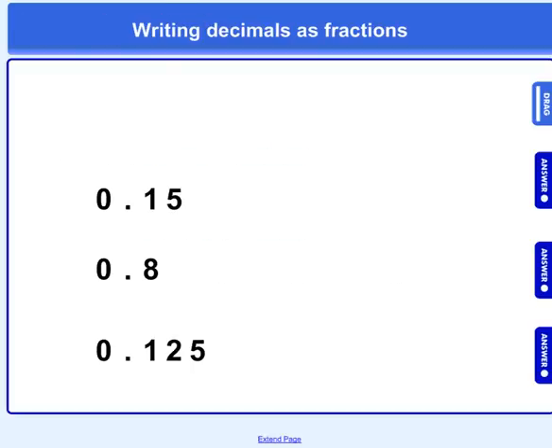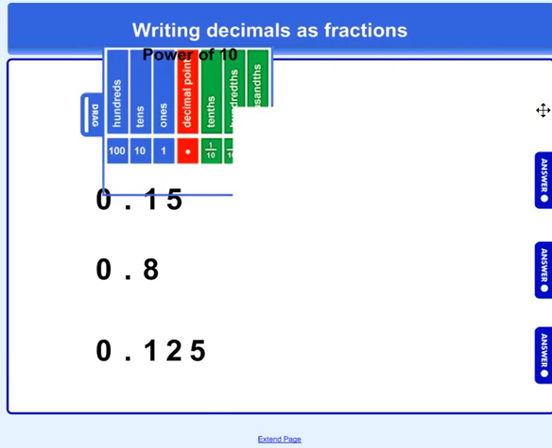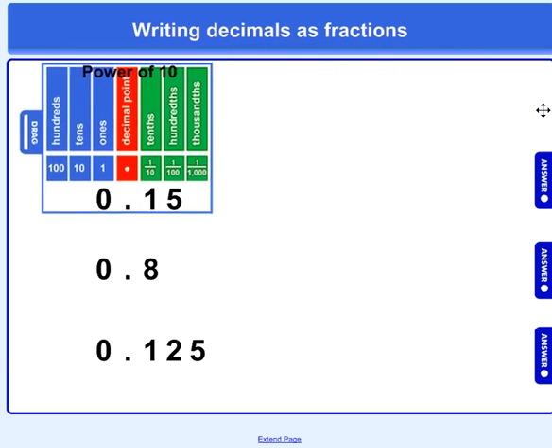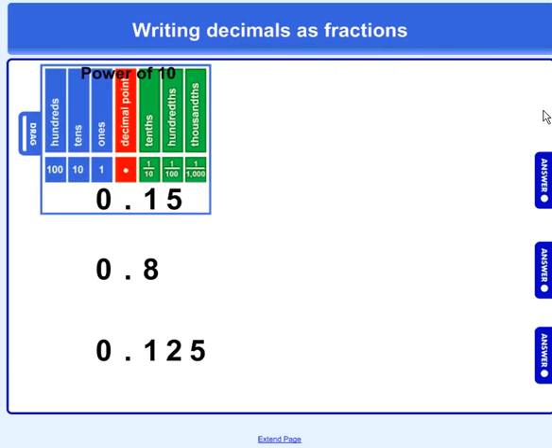Writing decimals as fractions. So this is converting a decimal to a fraction. When you're looking at writing decimals as fractions, right here we have 3 decimals. We have 15 hundredths, 8 tenths, and 125 thousandths. One of the things to look at first of all is thinking about place value. If I took my place value chart and I put it over here, and remember the place value represents the powers of 10, you will see that each one of these numbers lines up with one of my place values.